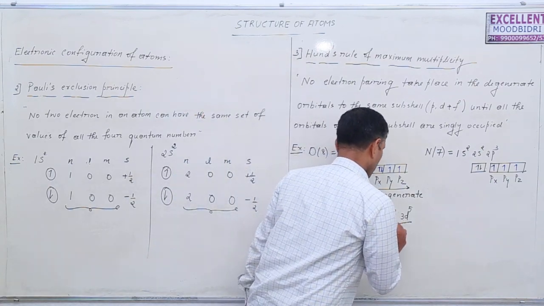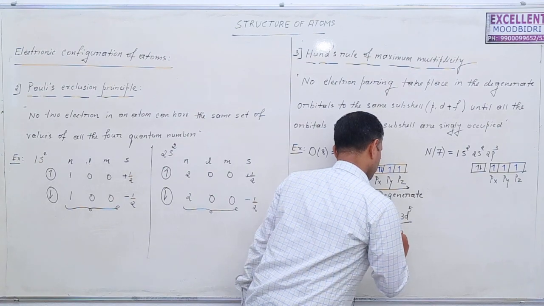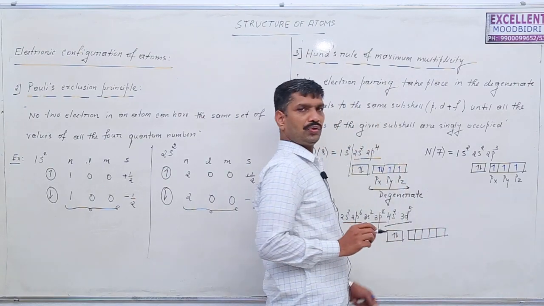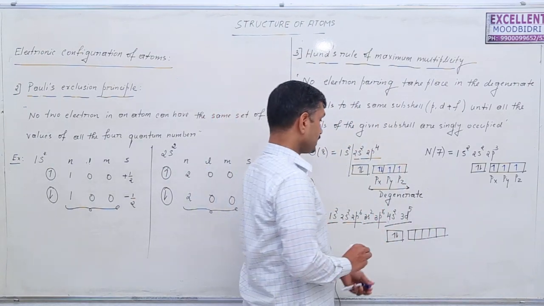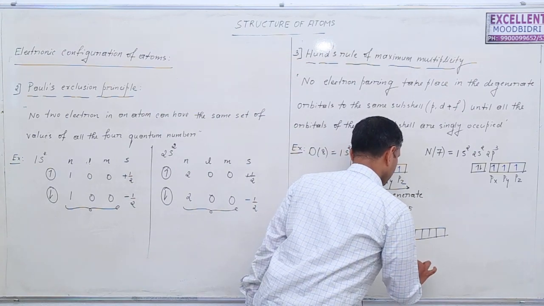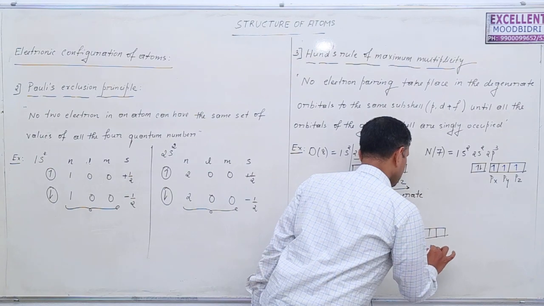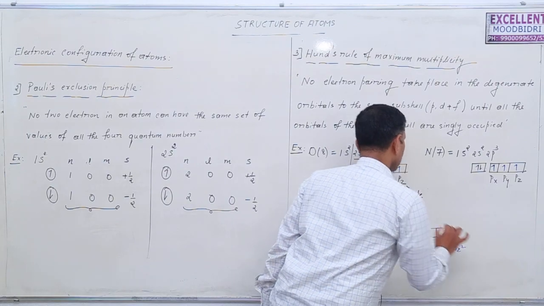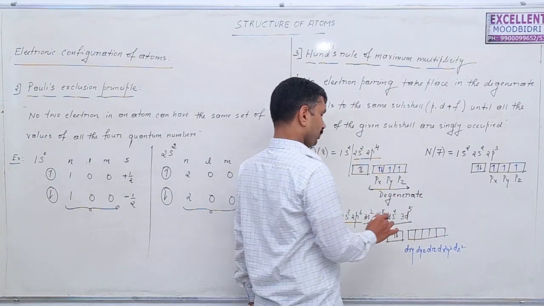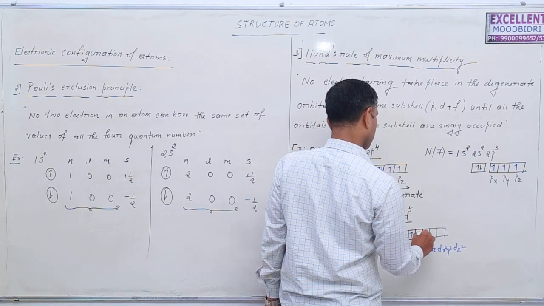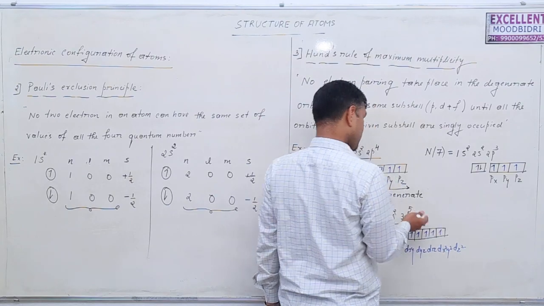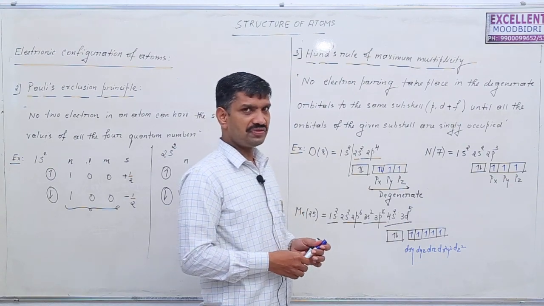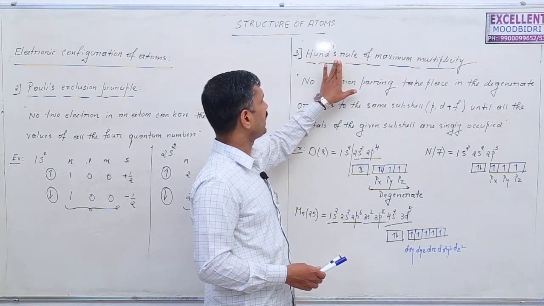I take 4s, no problem, but 3d has 5 orientations. We know they are represented as dxy, dyz, dxz, dx square minus y square and dz square. So how to fill up the electrons here? This is the question. First all the orbitals are singly occupied. If there is an extra electron, it gets paired, but here there is no extra electron. This is the way of filling the electrons.